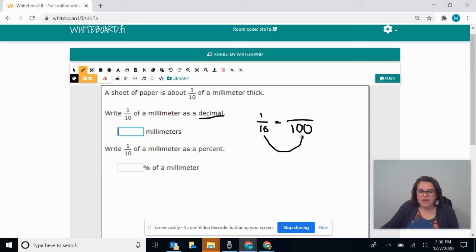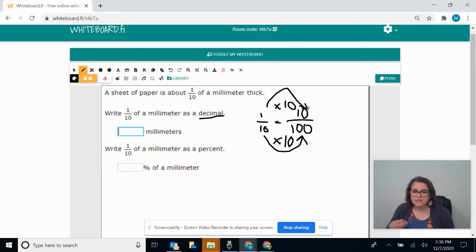Then I'm going to do my math, and 10 times what gives me 100? 10 times 10 gives me 100. Whatever I do to the bottom, I have to do to the top. And 1 times 10 gives me 10. So now I'm working with a fraction that is going to be a lot easier to change into a decimal and a percent. For a decimal, you can see that your denominator is 100. So all you have to do, because you have 2 digits on top, is just write exactly what you see behind the decimal.